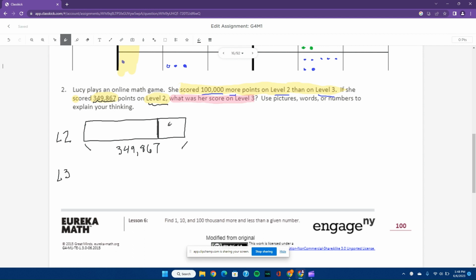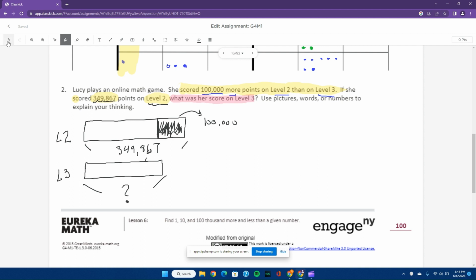Now, this is actually going to be split up into 2 parts because she scored more points on level 2. So this area here is going to represent the 100,000 more points that she scored on level 2 compared to level 3. So she didn't score as many points in level 3 as she did on level 2. And what we need to figure out is how many points she scored on level 3.